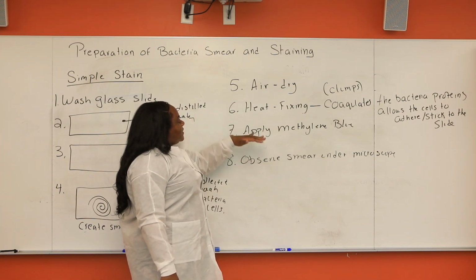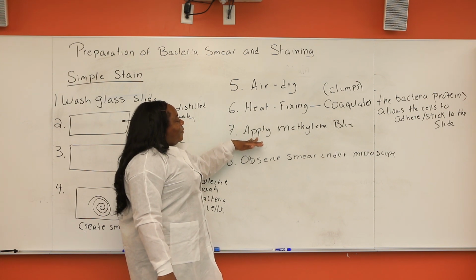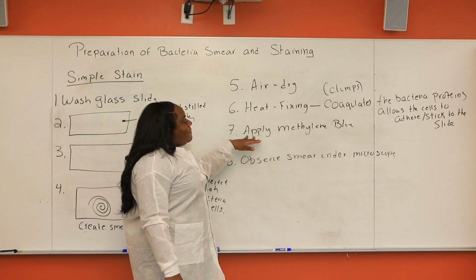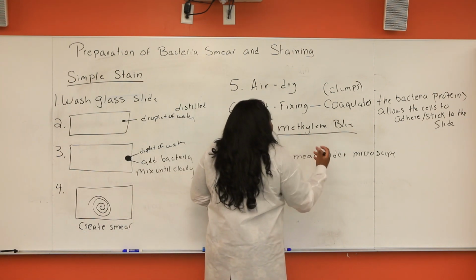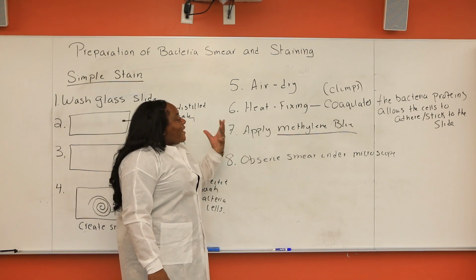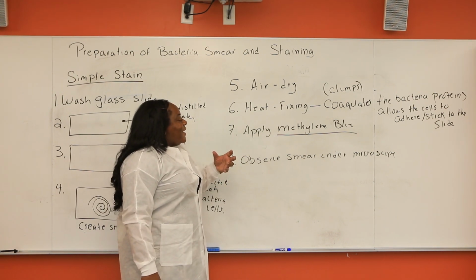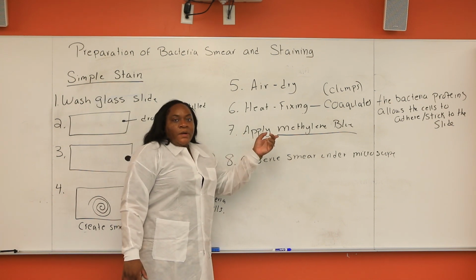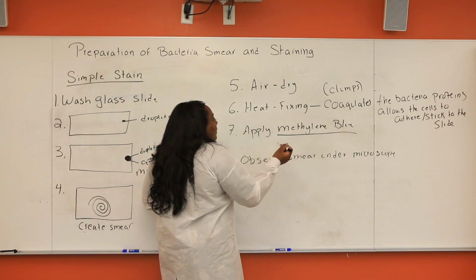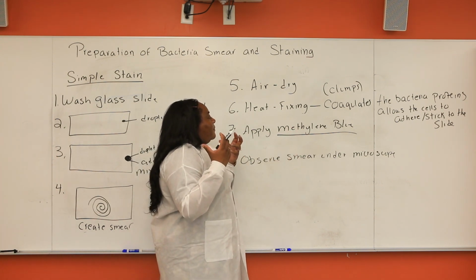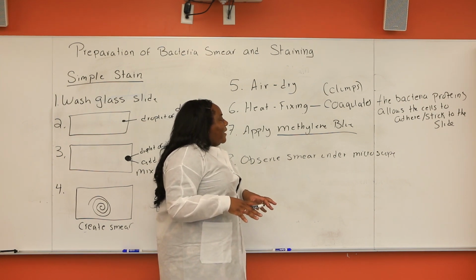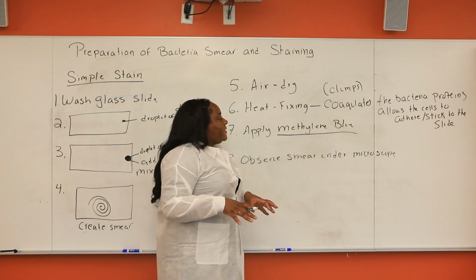So after you heat fix, then you're going to begin applying your first reagent, your dye, basically your only dye, methylene blue. So this is how very simple this staining procedure is, because it only requires one dye. And there are several types of positively charged dyes you can use. I'm just going to have you use, or if you were in person, use methylene blue. Okay? So you're going to apply methylene blue, you're going to flood it, be very generous in the amount of methylene blue that you add onto the bacteria smear.